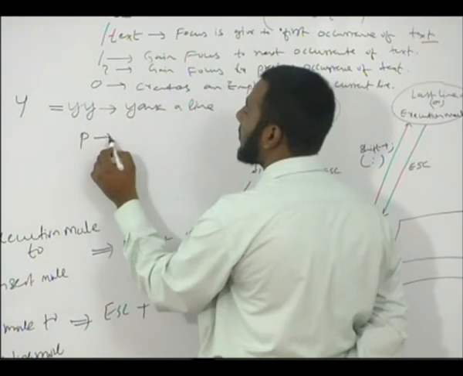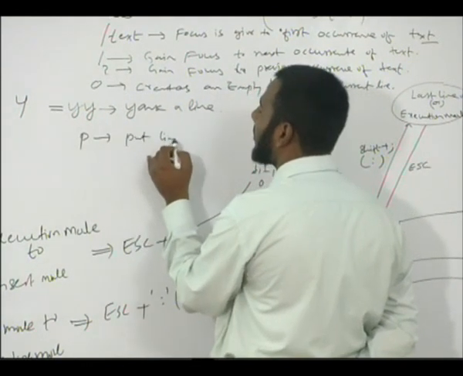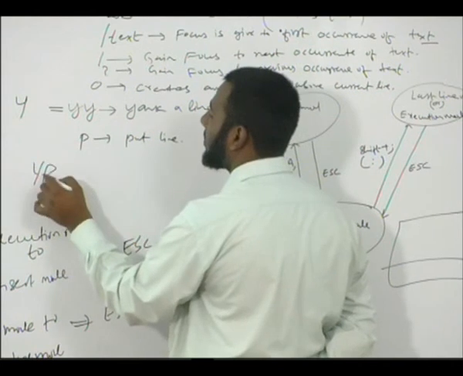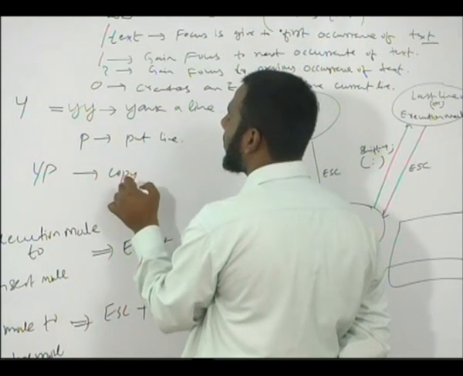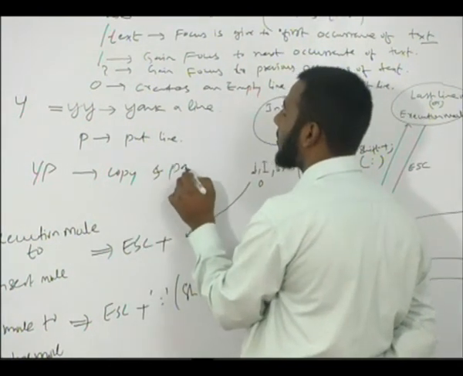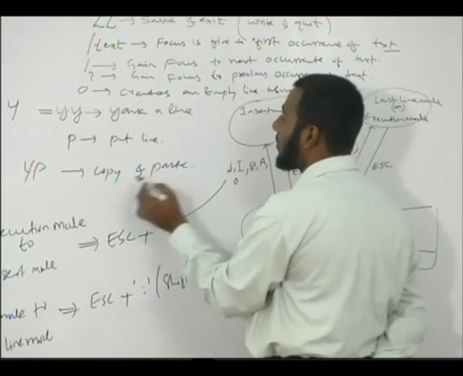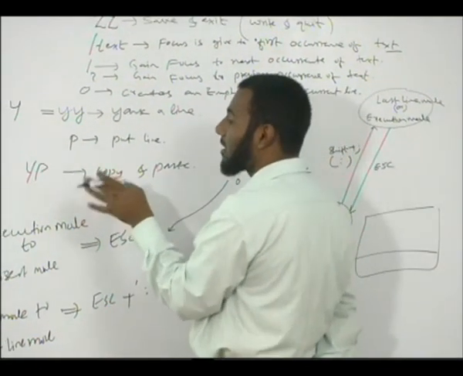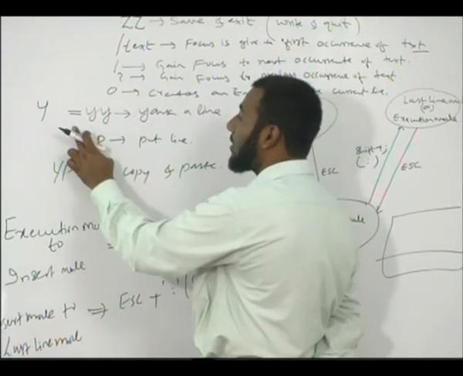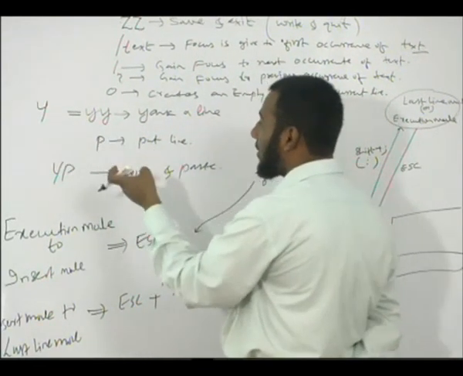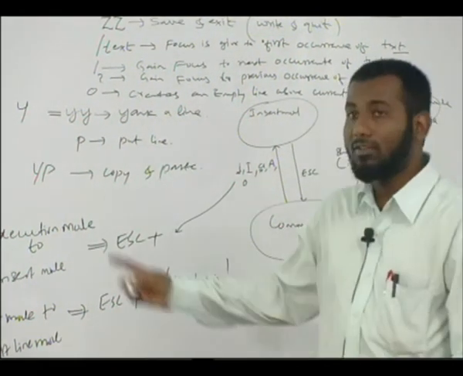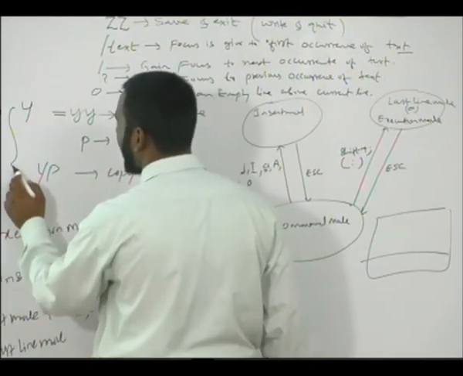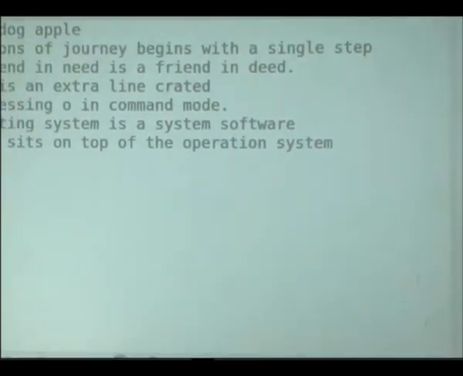P is used to put this line. So yp is to copy that line. It's like copy this line and paste it. Copy paste doesn't mean cut paste. If you use dd, delete, and put that line, that is called cut paste, but this is copy paste. So this is one of the important operations in the vi editor. Most often we'll encounter this kind of operation. So let's do that now.